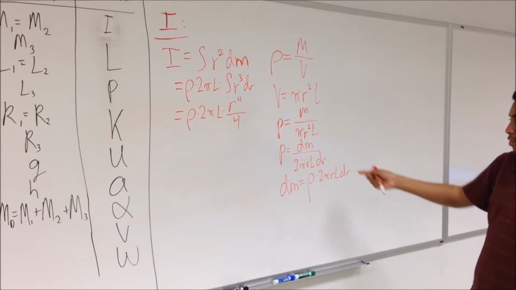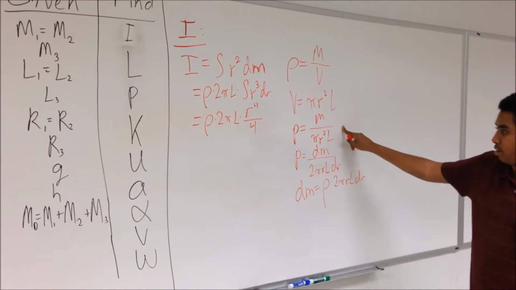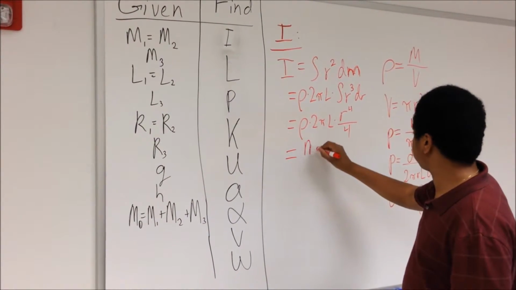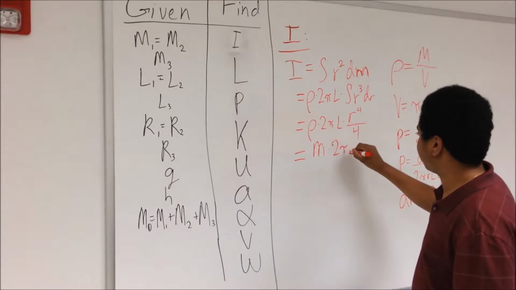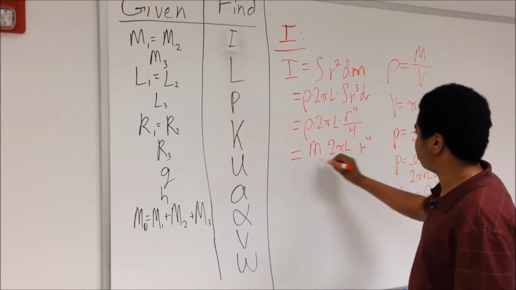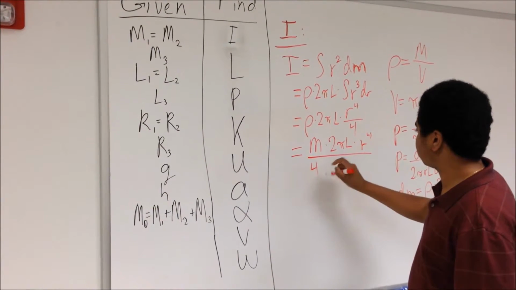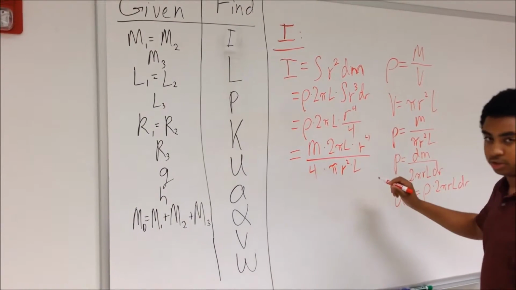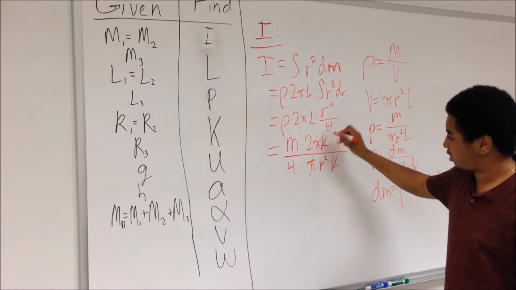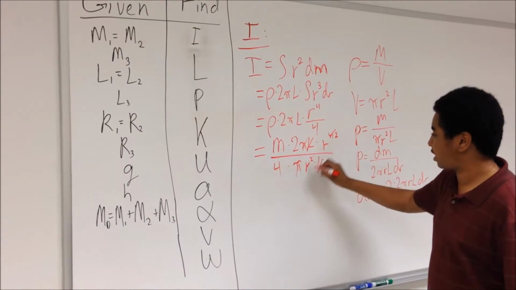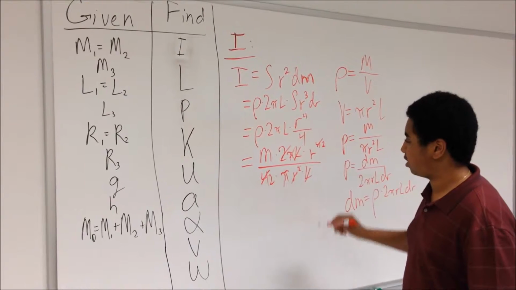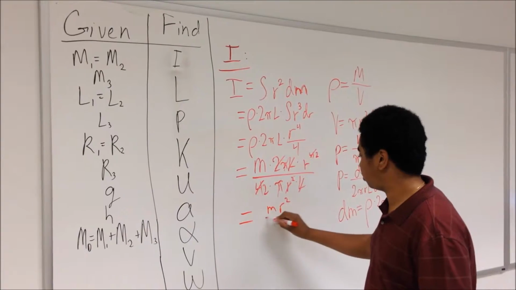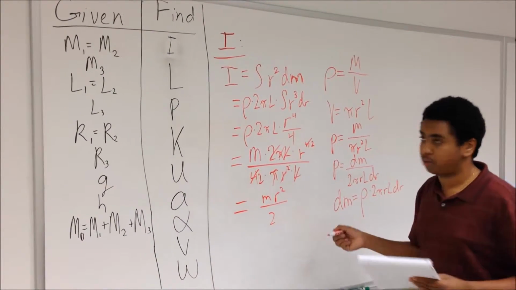So remember that we wrote this out earlier, and I said that we could generalize this again. So what we can do is substitute this for rho, m over pi r squared l, times 2 pi l times r to the 4th all over 4. So the l's cancel out, the pi's cancel out, this goes to 2 and this cancels out, this goes to 2 and this cancels out. And that leaves us with m r squared all over 2. So that's a general equation for I.